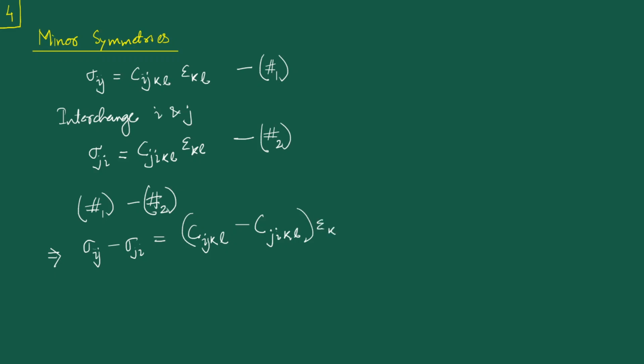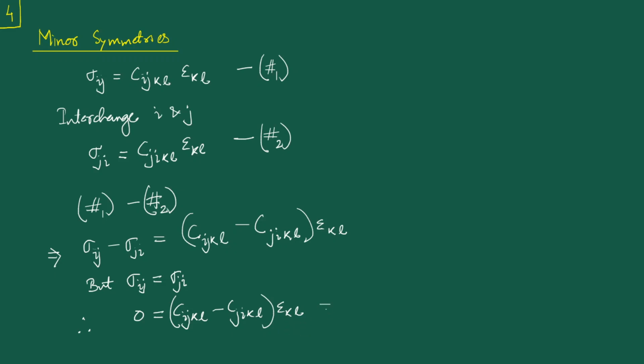bracket epsilon kl. But we already know from the symmetricity of the stress tensor that sigma ij is equal to sigma ji. Therefore, what we have is 0 is equal to C ijkl minus C jikl epsilon kl. Now in general, none of the components of this strain tensor epsilon kl is going to be 0. In general, none of the strain components we expect to be 0.